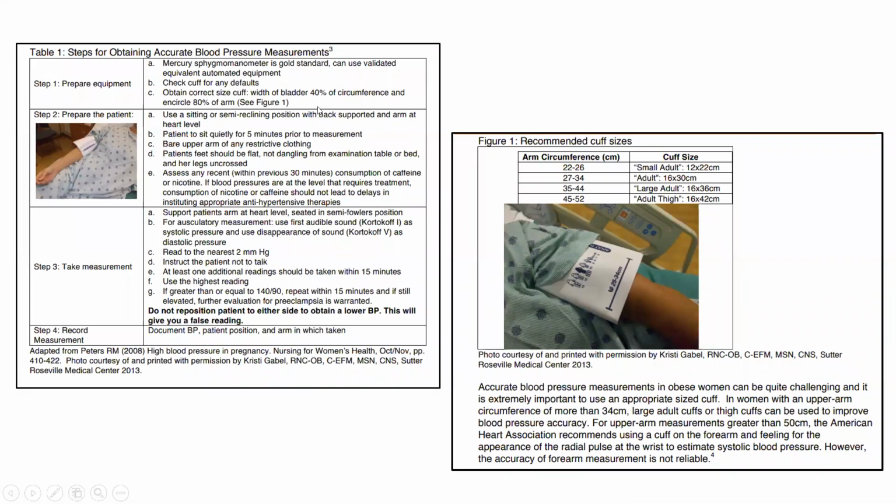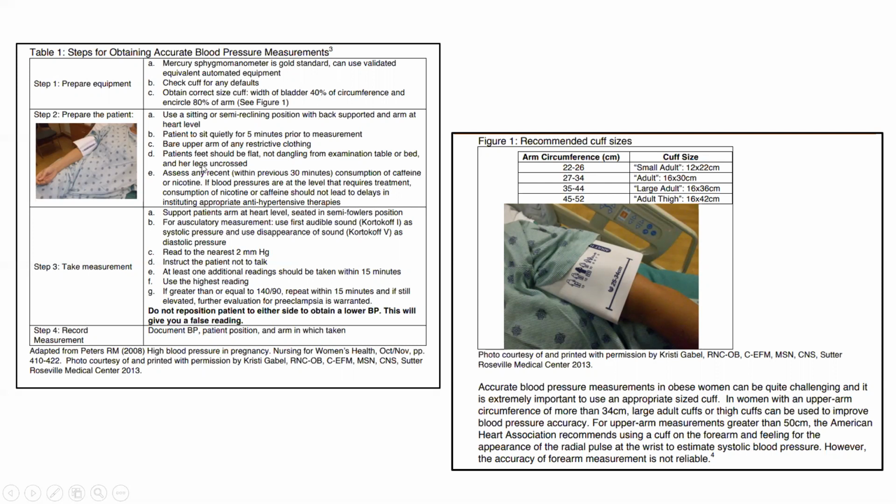So the first thing is you want to make sure that you have the correct size cuff: the width of the bladder should be 40% of the circumference, and it encircles the arm 80%. So it is super important that we are using the correct sized cuff for that individual patient. We want her sitting or in a semi-reclining position. We want them to sit quietly for at least 5 minutes before we measure. Bare that arm. We don't do it over any restrictive clothing. The feet should be flat, they should not be dangling, and her legs should be uncrossed.